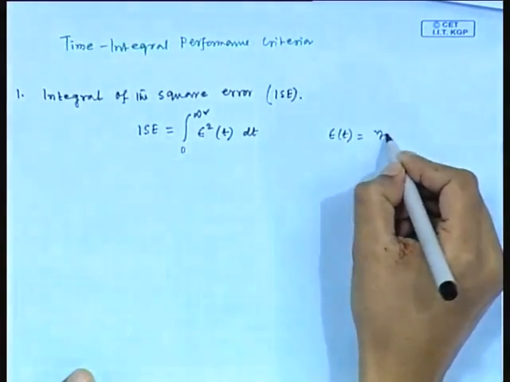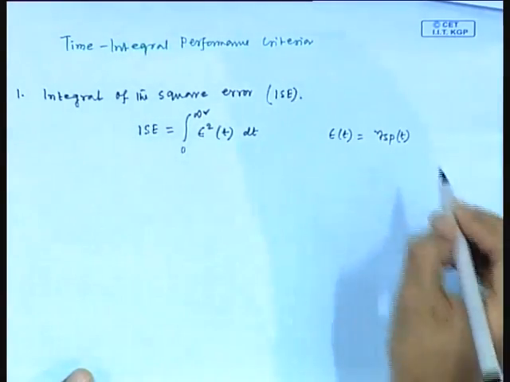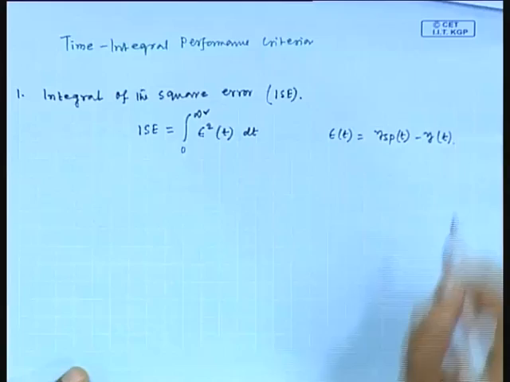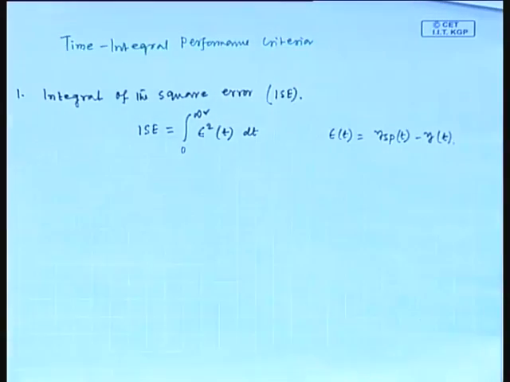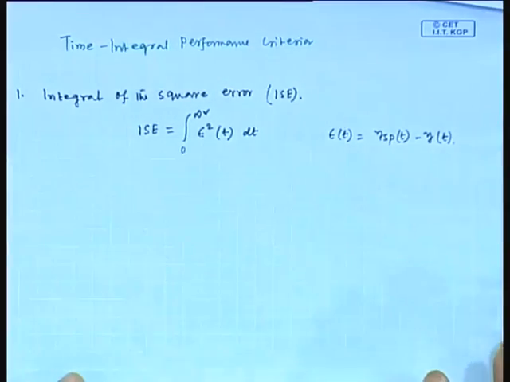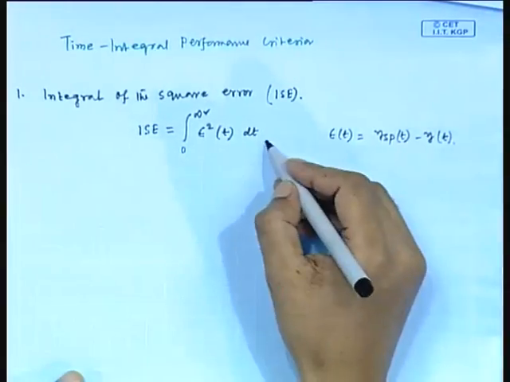Epsilon t is the difference between the set point value of y and the process y. This is the integral square error, the integral from 0 to infinity of epsilon squared t dt.